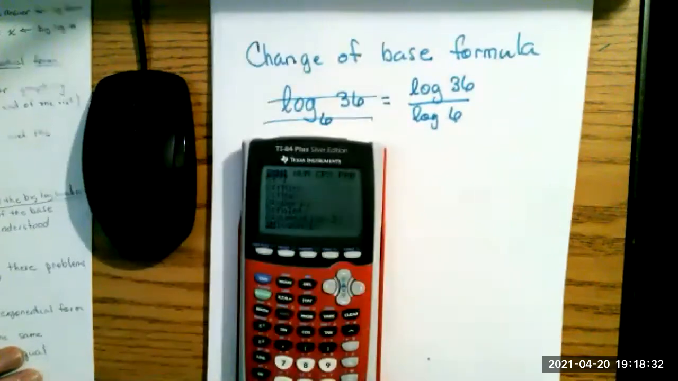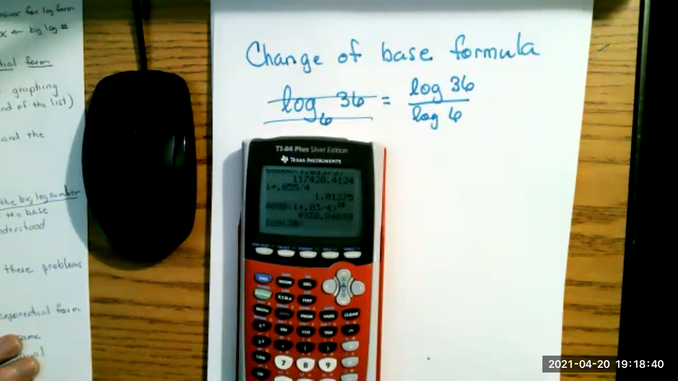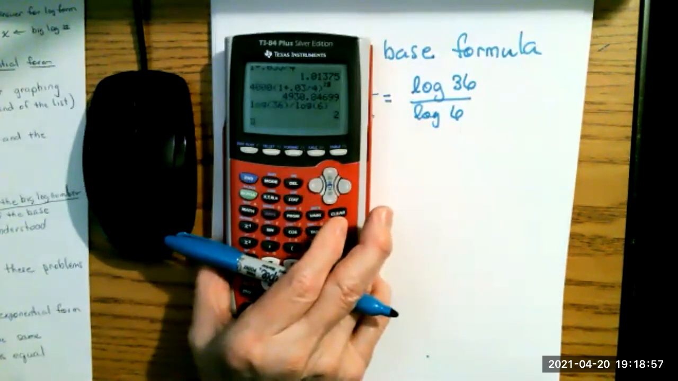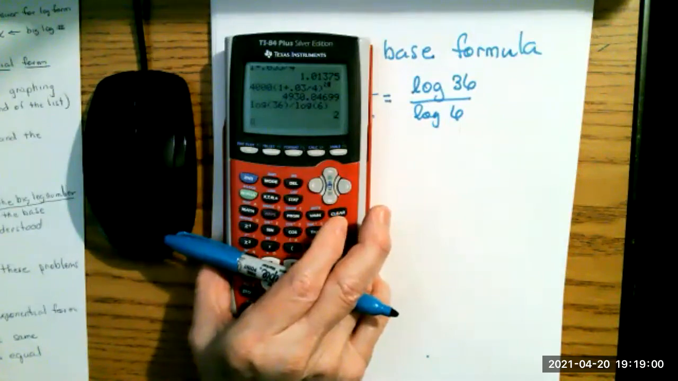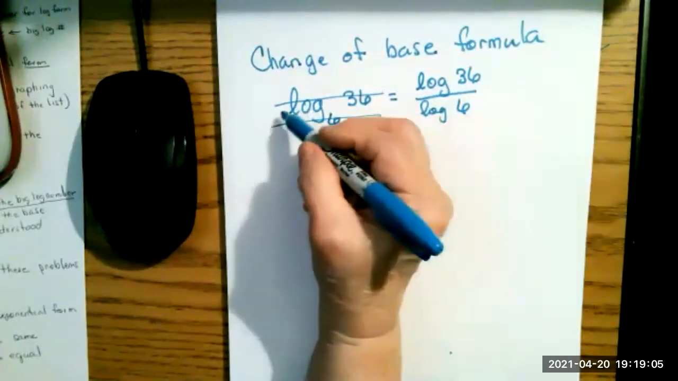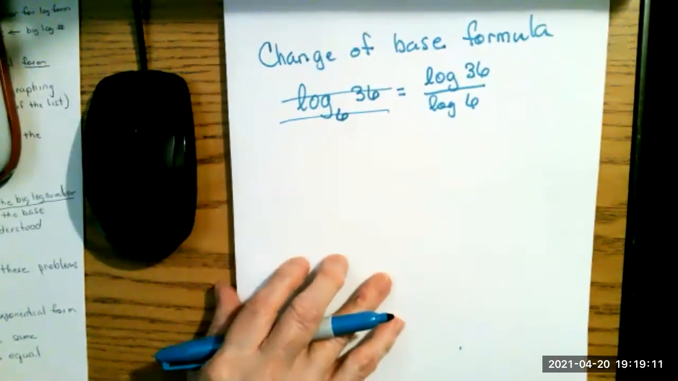And your calculator is based on base 10. So let's see what this number would be. Let's do log, L-O-G, 36. Don't forget to close your parentheses. Divided by log 6. Close your parentheses. And let's see what we get. What did you get? Two. All right. So that's called the change of base formula. It's the log of the log number over the log of the base.